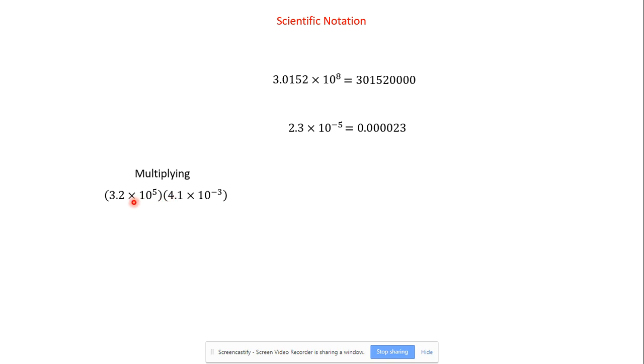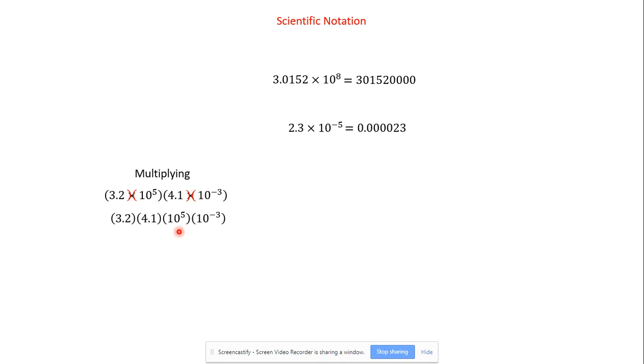Because is this multiplication and this one any different than this multiplication here in between these two? No, it's all multiplication. The first thing I would do, get rid of those x's. Turn them into parentheses. 3.2 times 10 to the 5th times 4.1 times 10 to the negative 3. Now we can rearrange them. Let's get the numbers together, and let's get the 10 to the powers together. So 3.2 times 4.1, then times 10 to the 5th, 10 to the negative 3.